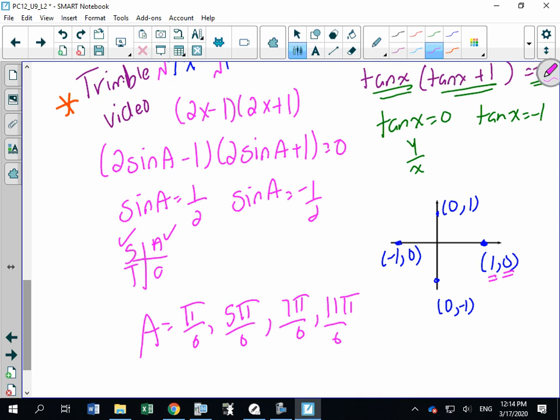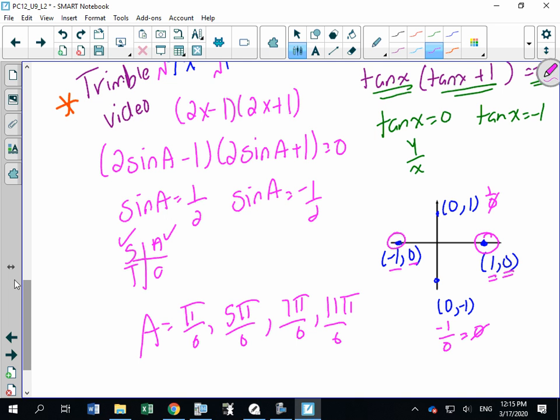0 divided by 1 is 0. So this is a solution here. This guy here, 1 divided by 0, is undefined, right? Here's another solution. 0 divided by negative 1 is 0. And this guy, negative 1 divided by 0, is also undefined.